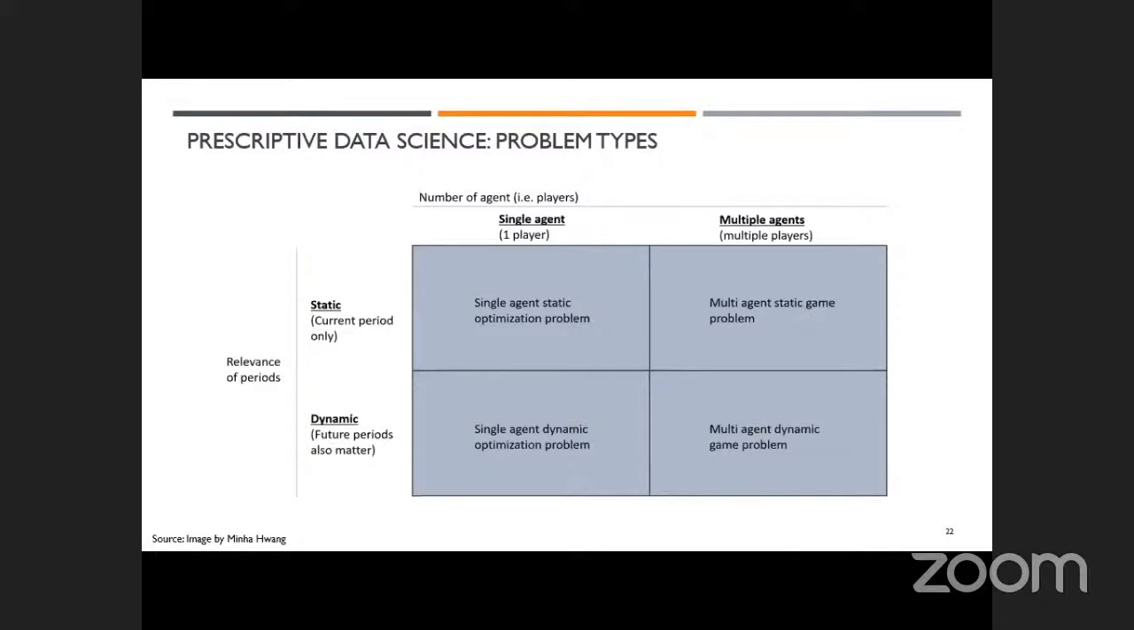Also, it's divided by the number of agents. The simplest setting would be a single agent, so one player, that's much easier to structure and solve. But there are cases with multiple agents, more than one player, right? This is the most complicated because you now have to think about game theory or the interaction between the agents, right? So I'm going to focus on the simplest setting, a single agent, but with a dynamic problem, or sequential decision making.